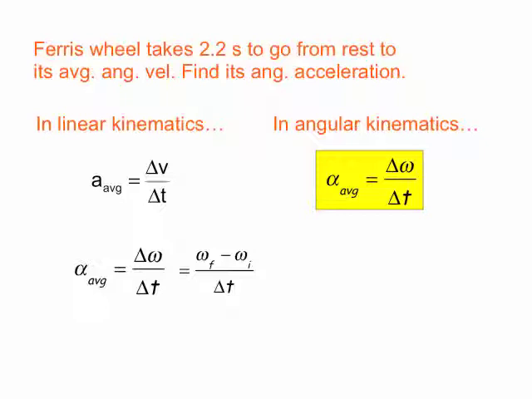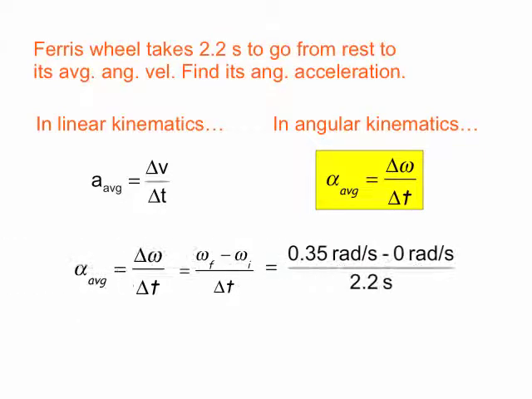Our angular velocity is going from 0, which was the initial, up to 0.35 radians per second in 2.2 seconds. Therefore, it has an acceleration of 0.16 radians per second squared.